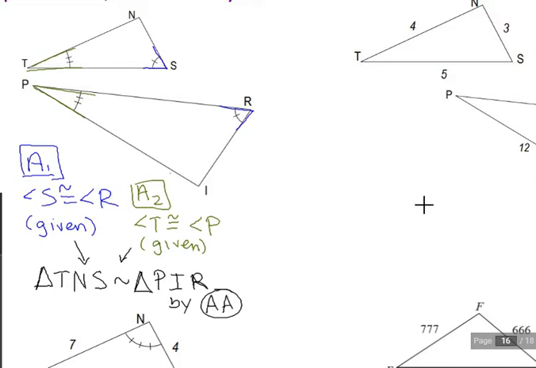So the shortcut we're using is angle-angle. I've shown the two angles I know to be congruent. I've written a similarity statement. Basically, I wrote a proof. But these two triangles are definitely going to be similar.